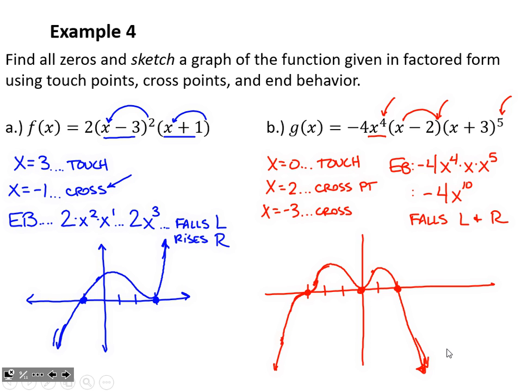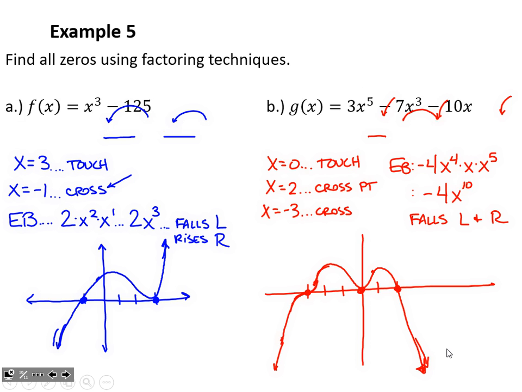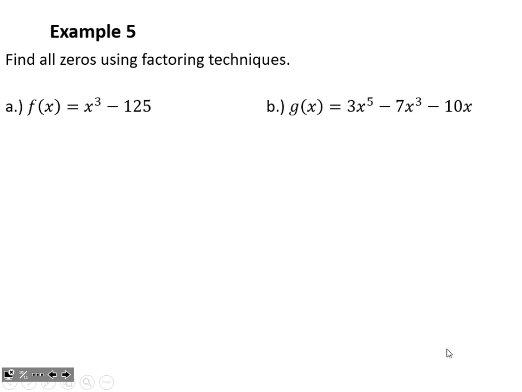All right, and our final example is to find all zeros using factoring techniques. Now this is something we saw in section 4.4 at the end of the last chapter, or I guess we called it chapter 4a, but now we're going to actually solve. We're going to find the zeros. We're not stopping at the factoring step anymore. So for letter A, I've got a difference of perfect cubes. I've got x to the 3rd minus 5 to the 3rd.